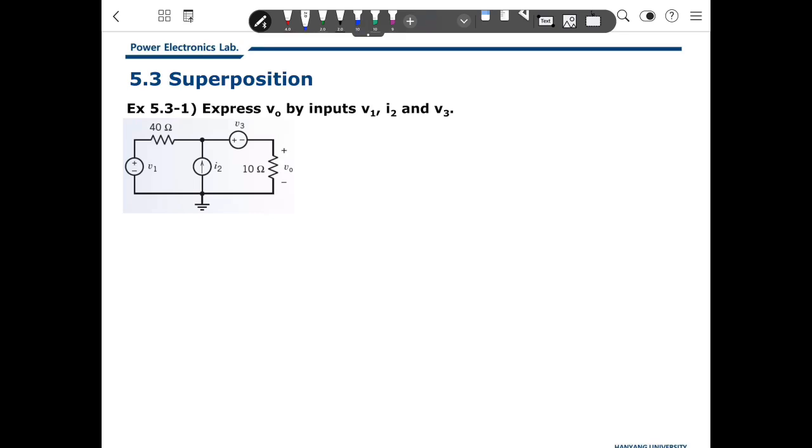Express the VO, this is VO, in terms of the input values V1, V2 and V3. The three inputs and one output are here. I'll give you solution one. Then we can define a node A. We define this node as VA because there is a node voltage here. Then what is the VA? We point over here.